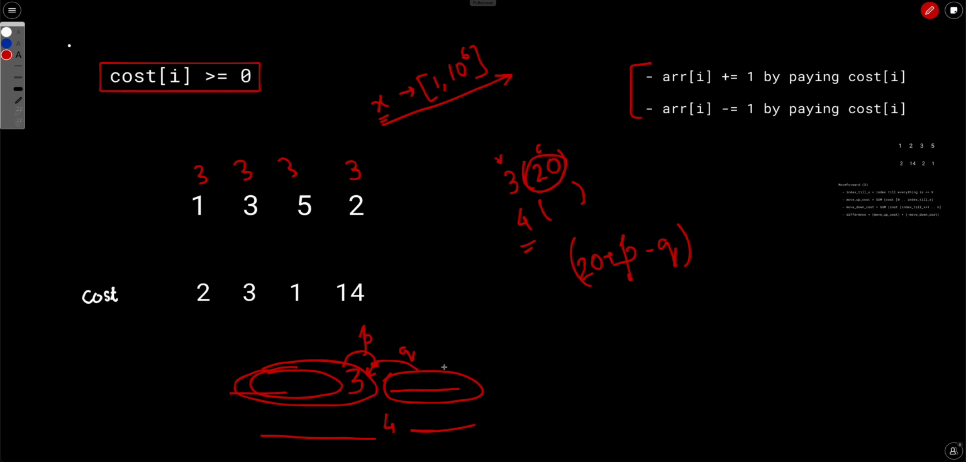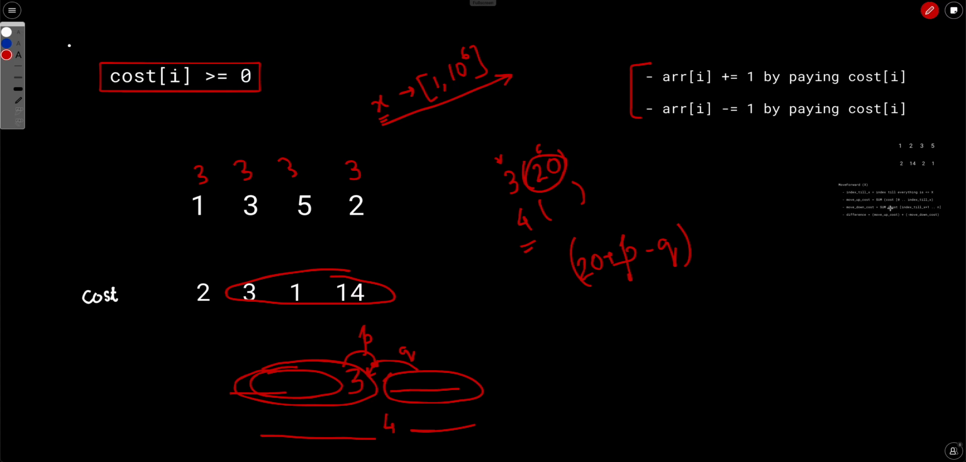Now the same argument goes for the elements which are greater than 3. For each of these elements, you will be paying one less unit of cost. So that's where you will subtract the single unit cost for each of these elements from the total value. So you have moved everything here to 4 and everything here to 4, so everything is now 4 and you get the value.